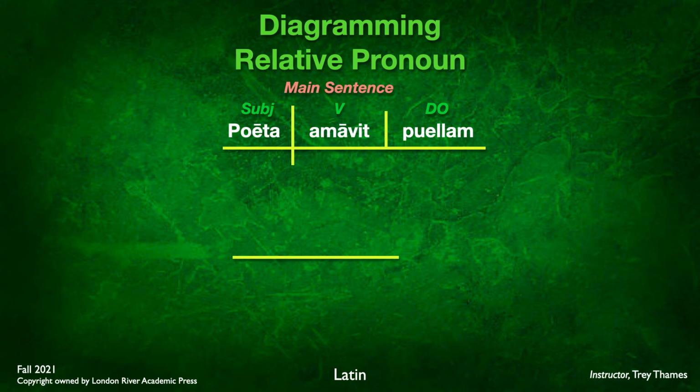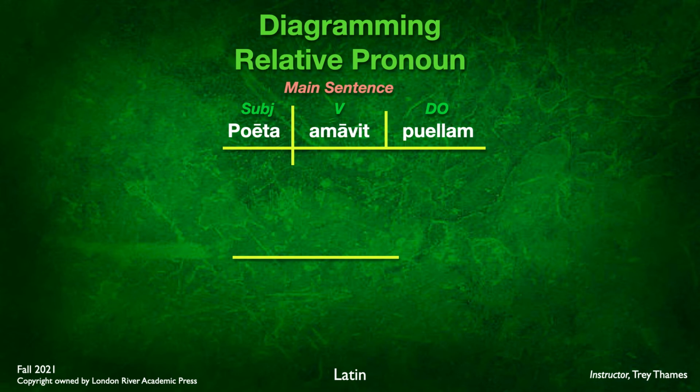Now the relative clause is a separate sentence. It's a separate clause. It's dependent or subordinate to the main sentence. In other words, it doesn't stand on its own. Who was from Rome does not stand on its own. It's dependent on being a part of the main sentence.